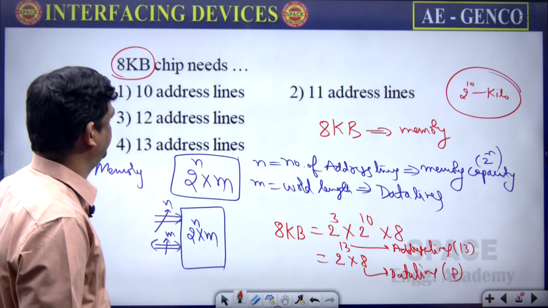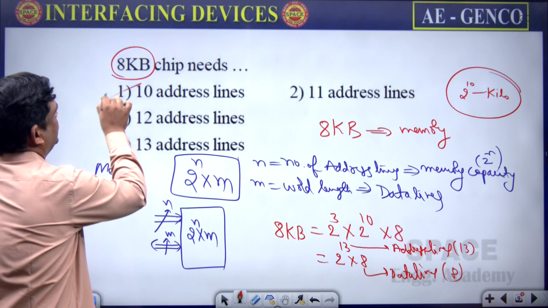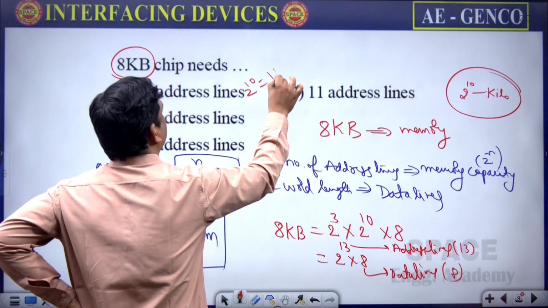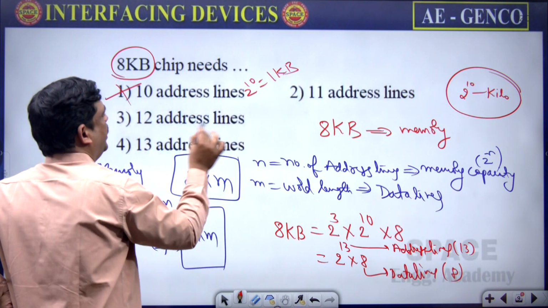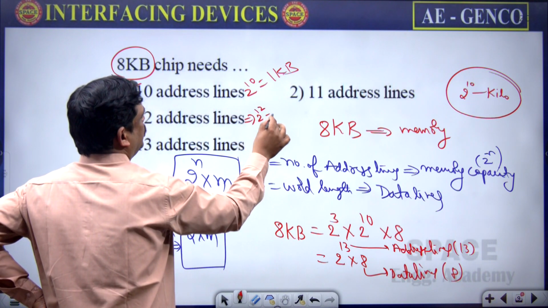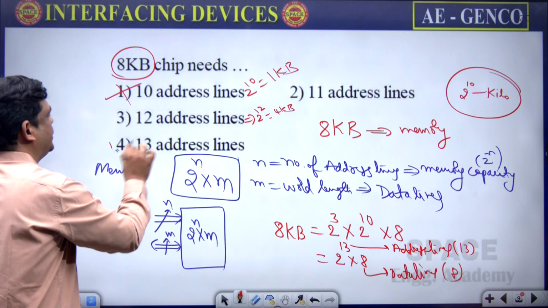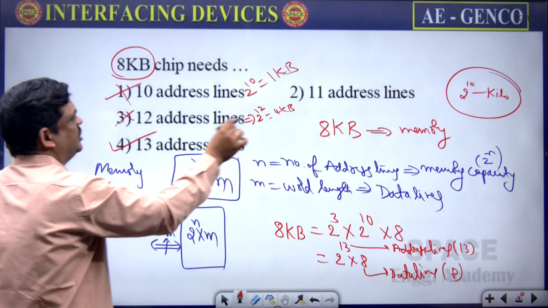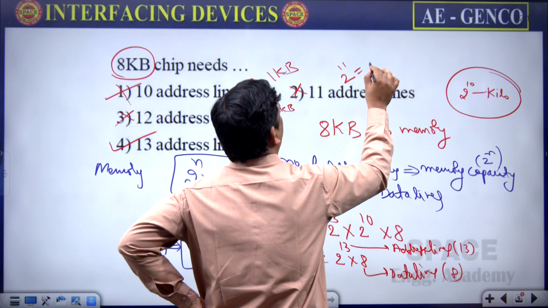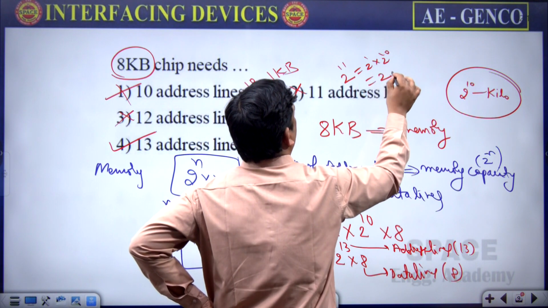Now go through the options. 8 KB chip needs 10 address lines: wrong. Using 10 address lines, the memory capacity is 1 KB, right? Using 12 address lines, the memory capacity is 2 to the power of 12, that is 4 KB, right? So 13 address lines is the correct one. And this one is also wrong. Using 11 address lines, 2 to the power of 11 means 2 to the power of 1 into 2 to the power of 10, so we can write 2 kilo.